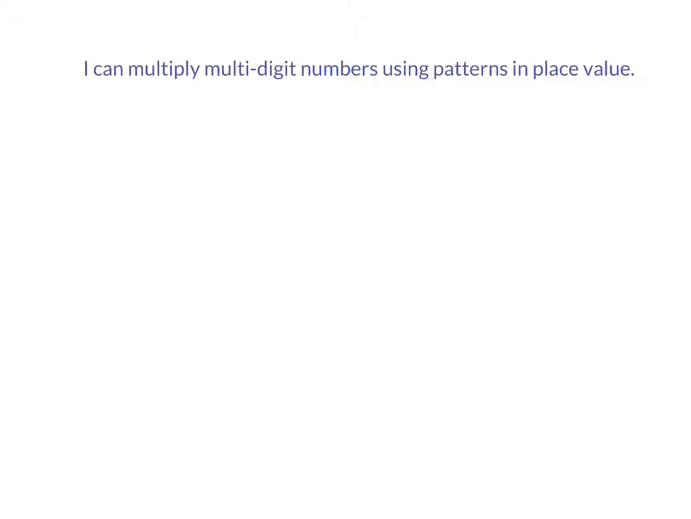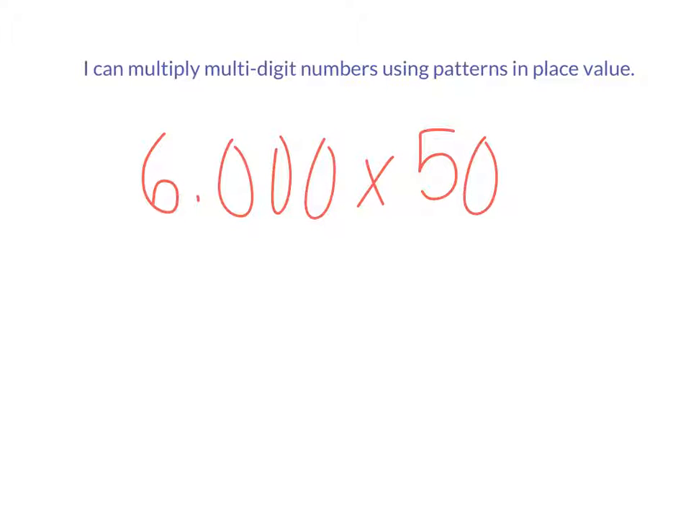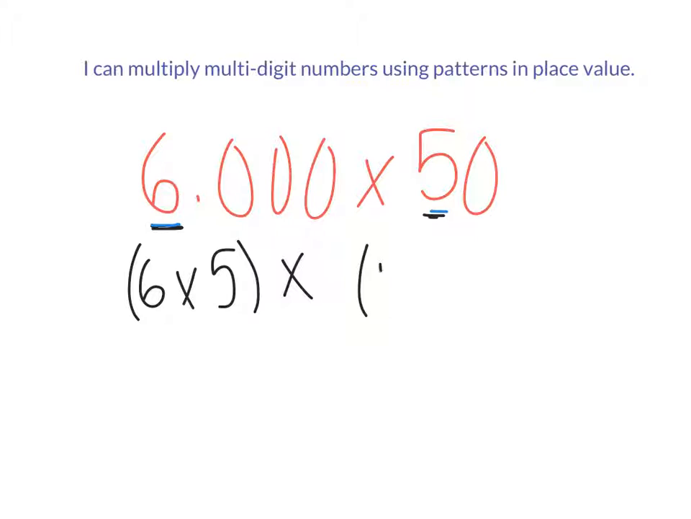We have 6,000 times 50. Okay, so first things first, I'm going to start by taking out my 6 and my 5. So I'm going to make 6 times 5, in parentheses, because I need to multiply those two numbers specifically times the place value of each of those numbers. So my 6 and my 5, I have my 6 in my thousands place times the tens place because my 5 is in the tens place. So now I can multiply these out.